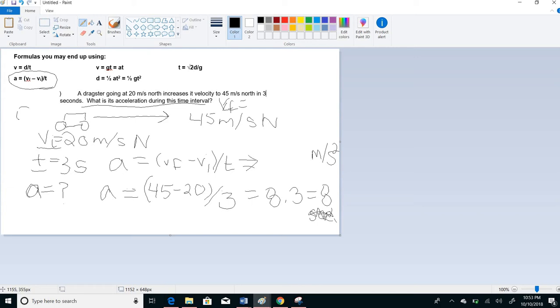And how do I know I need one significant figure? 3 has one significant figure, and so does 20, because it's not followed by a decimal point. So I would only need one significant figure for this problem.